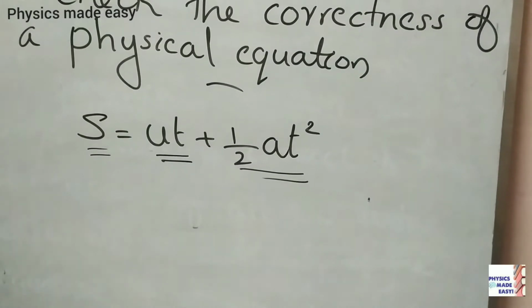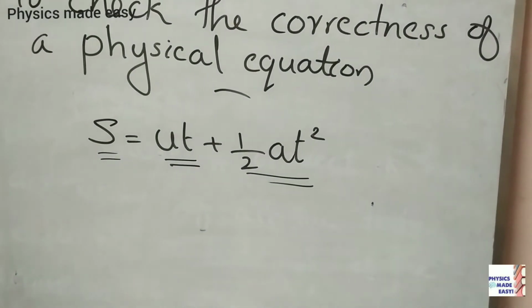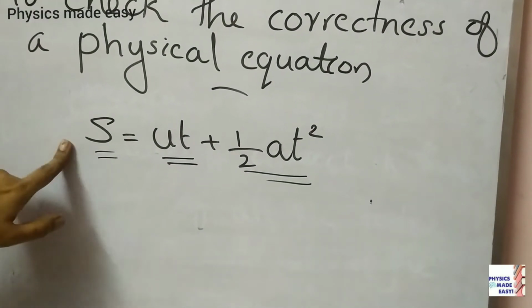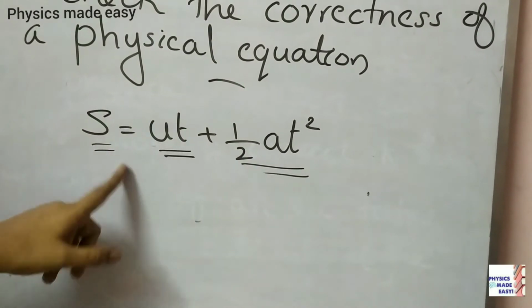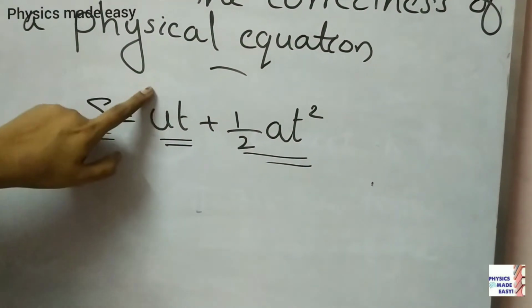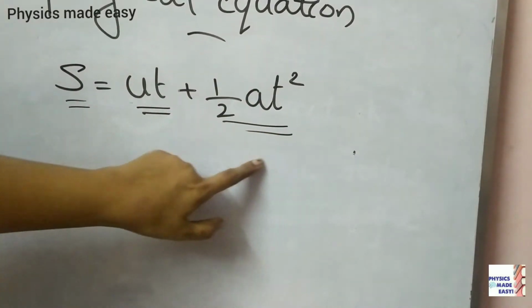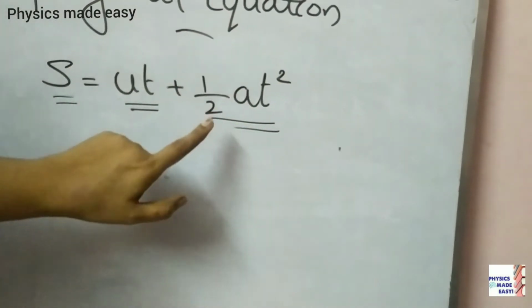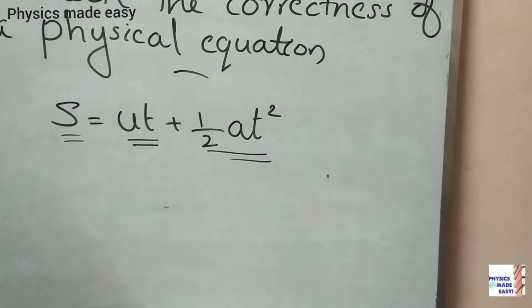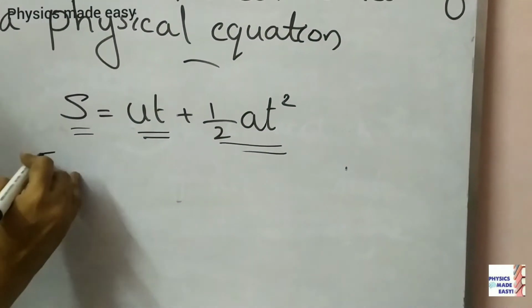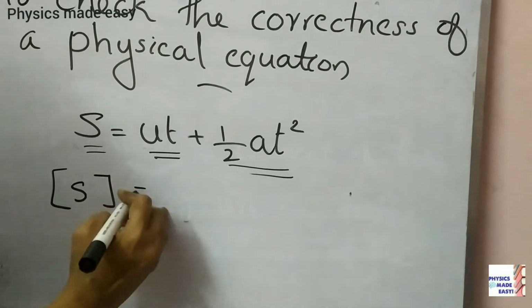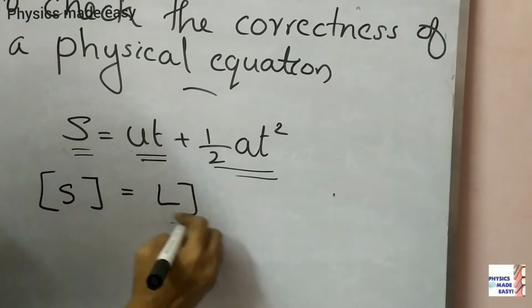If you are writing the dimensional formula for this S, that should be equal to the dimensional formula for this term ut. In the same way, the dimensional formula of this half at square should be equal to that of S. Okay, let us see. You know, the dimensional equation for this S is L.